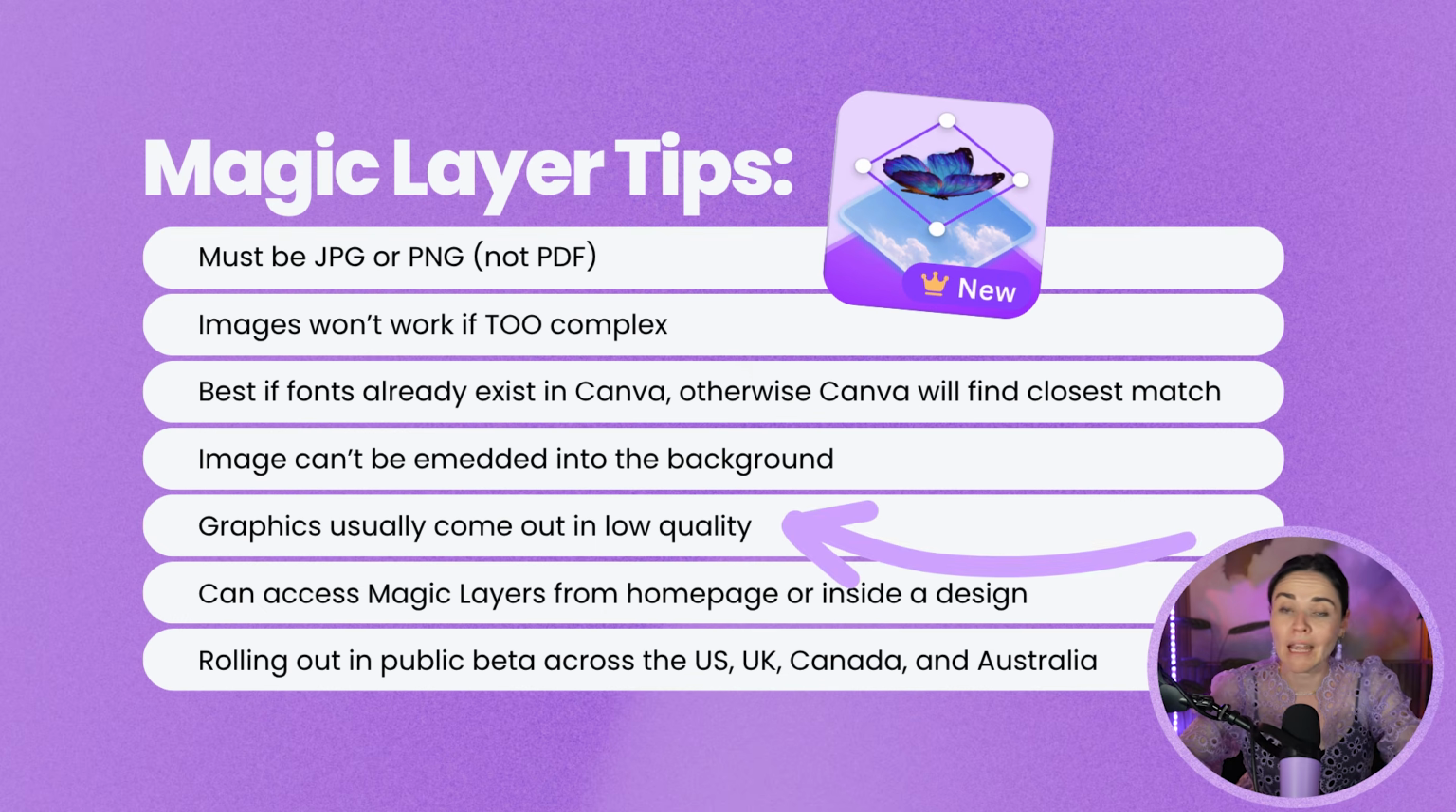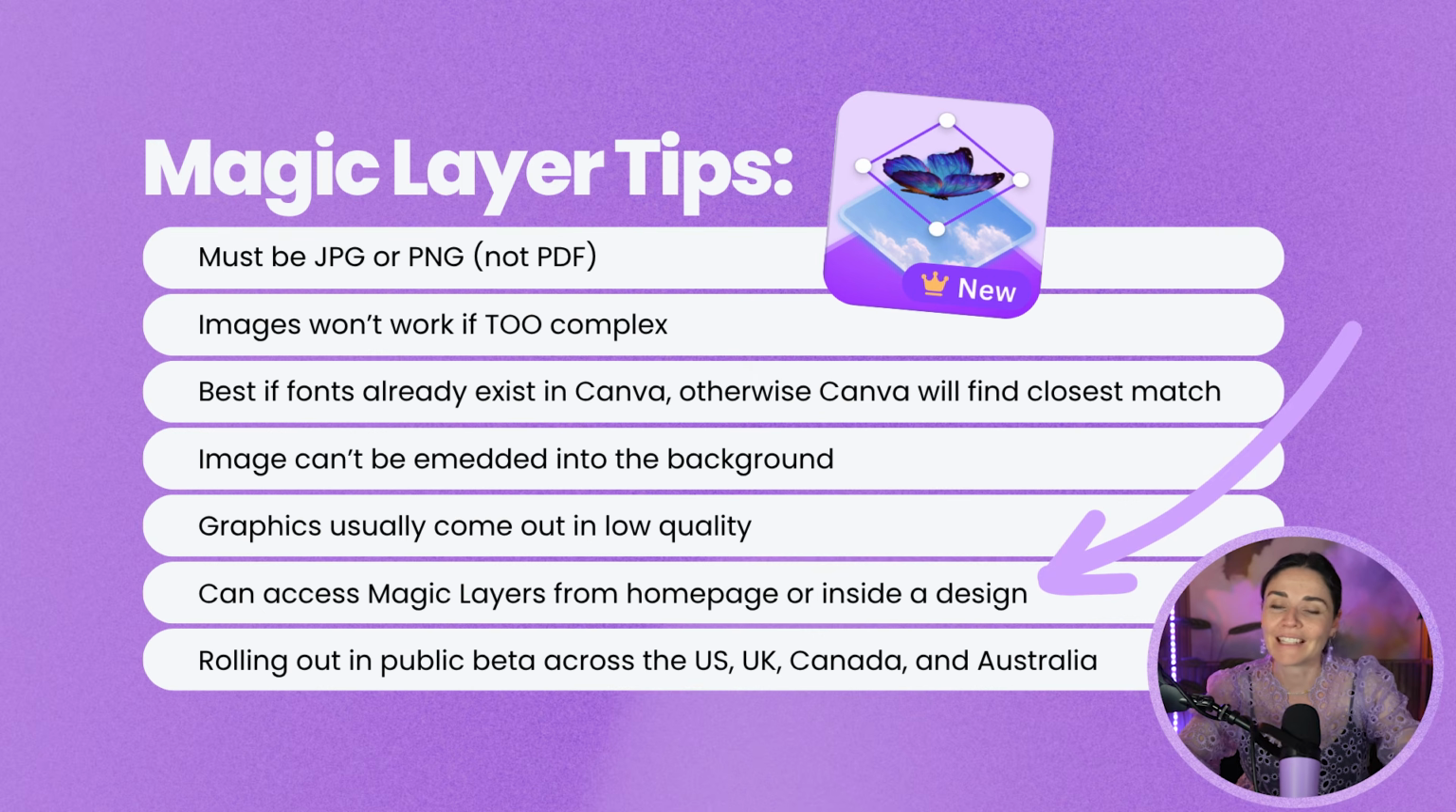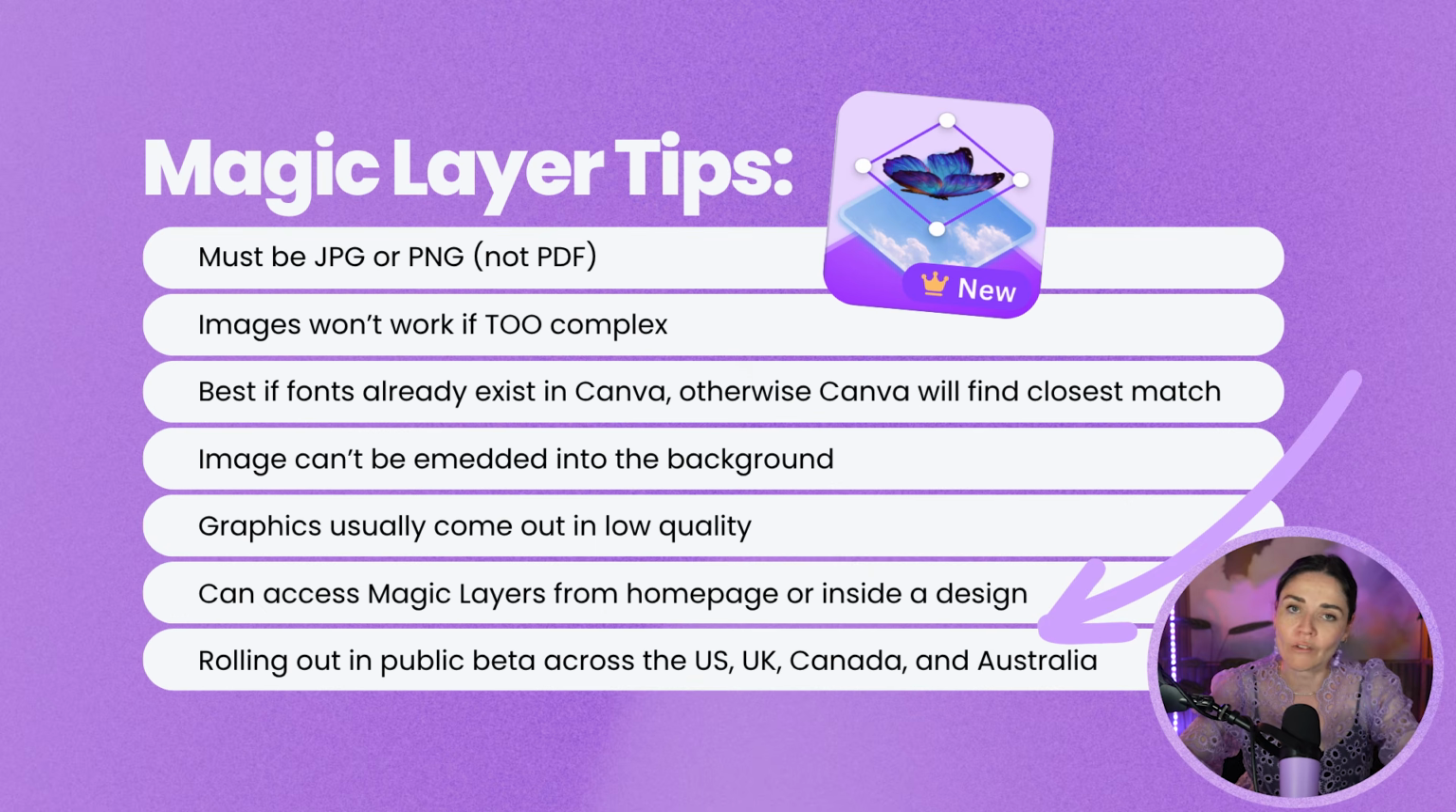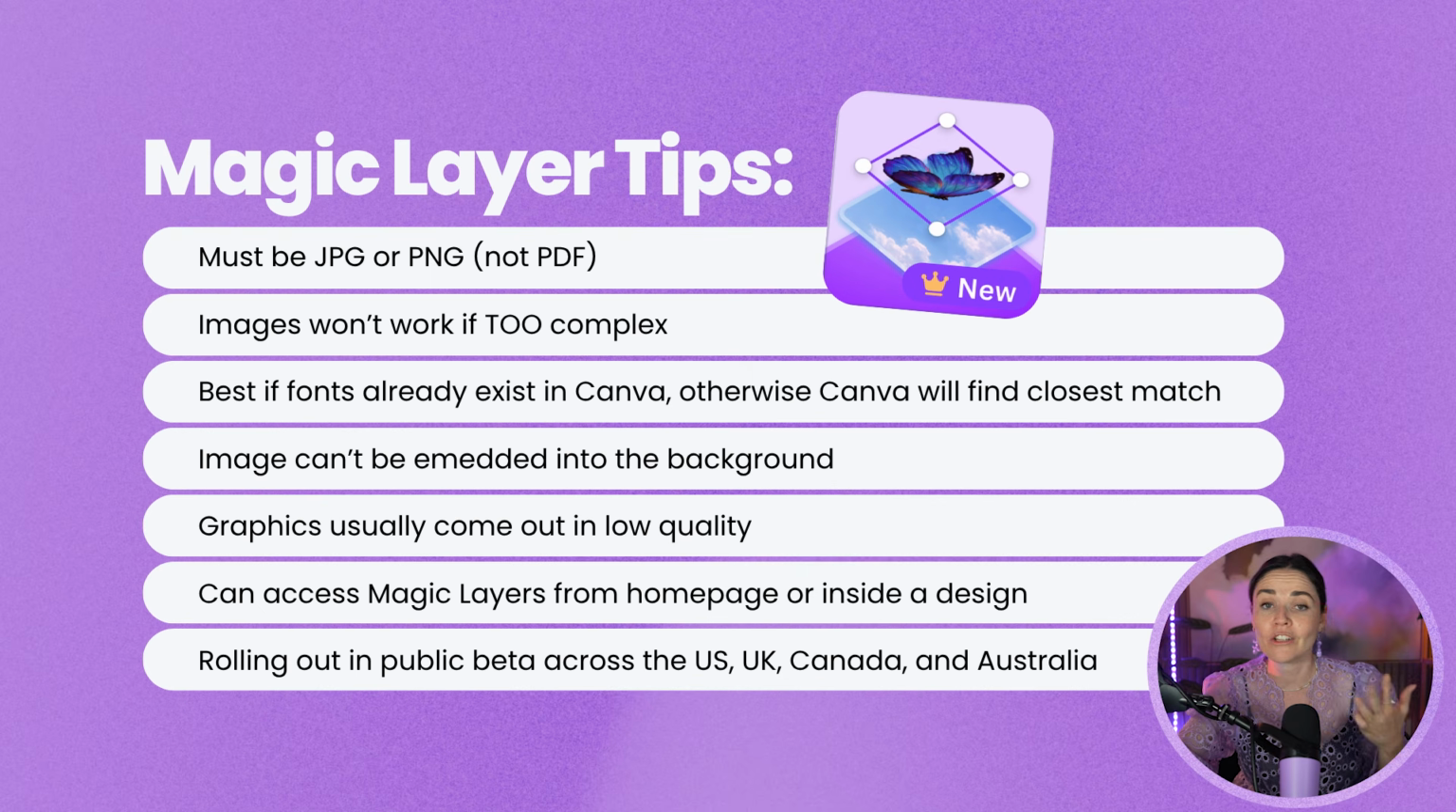Also note that images may be in low quality when you use magic layers. It might not be the crispest of quality. And remember that you can access magic layers from inside the design as well as from the Canva homepage. And note that if you don't have this yet, it might be because it's slowly rolling out. I know that it's currently accessible in the US, the UK, Canada, and Australia. If you're not in one of those countries and you find you don't have it, keep your eyes peeled. I'm sure it will be rolling out soon, as right now it's more of a beta launch.